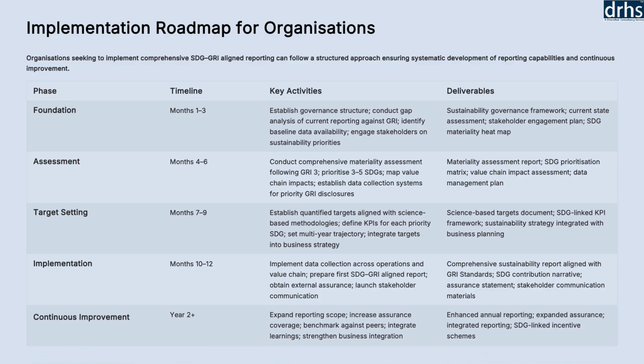Continuous improvement, year 2 onward. Beyond the first reporting cycle, organizations focus on refinement and scale. This includes expanding data coverage to value chains, enhancing data quality, adopting digital reporting tools, and progressively obtaining independent assurance. Regular reviews, benchmarking, and stakeholder feedback support continuous improvement and long-term value creation.